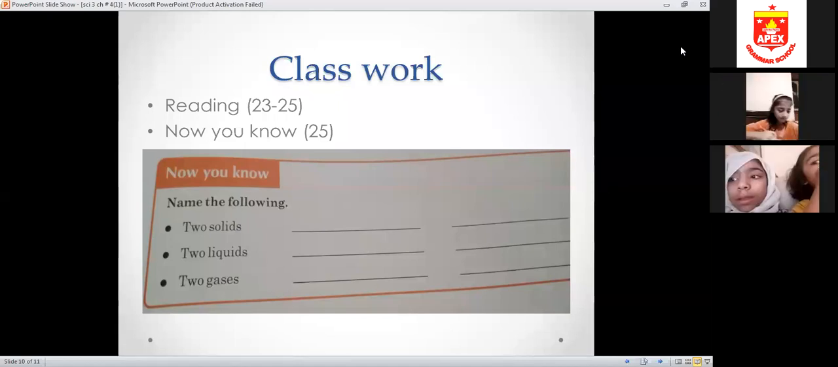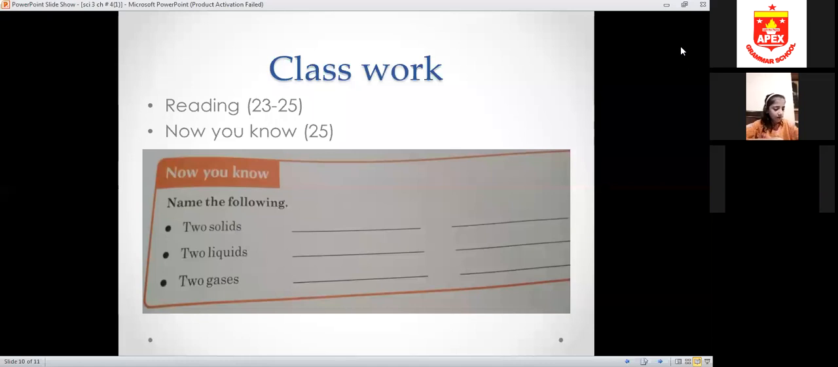Yes, Khadija. You leave the activity. We will do this activity tomorrow. Okay, leave it. Start from the definition of liquid in the yellow box.